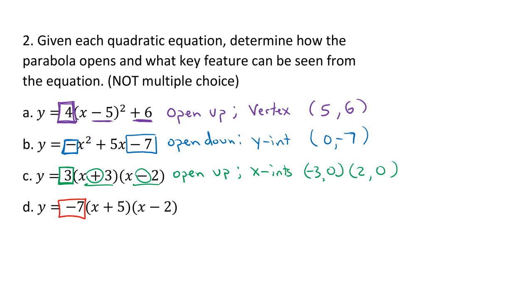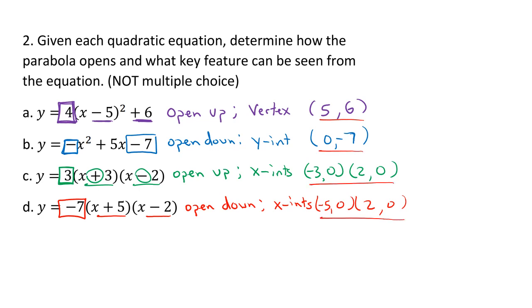And then the last one, the front number is a negative, so the graph is going to open down. And since we are in factored form once again, we're finding x-intercepts. And as a reminder that we switch the numbers, so this is -5, 0 and 2, 0. On your test, you're not going to have to state what those specific points are. You just have to identify which key feature can be seen in the equation itself.